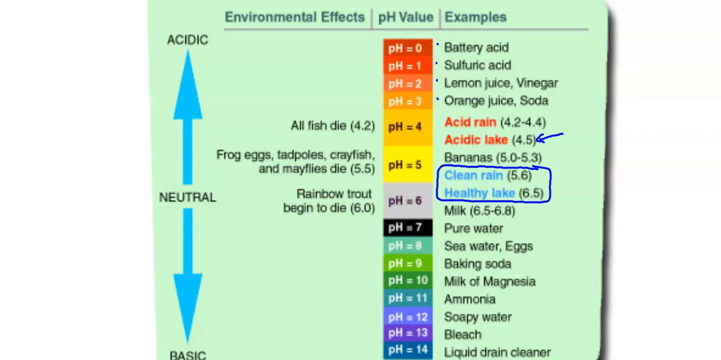Bananas actually surprised me. I thought they were more alkaline, but they're actually slightly acidic. Then you go the other way, you have milk, you have pure water. So 7 is right there where pure water is. And then you start getting into seawater, eggs, baking soda. I think that's a medicine for upset stomach. Milk of magnesia. Ammonia, soapy water, bleach. Oh, liquid Drano is way down here at the most alkaline. You don't want to be at the two extremes.